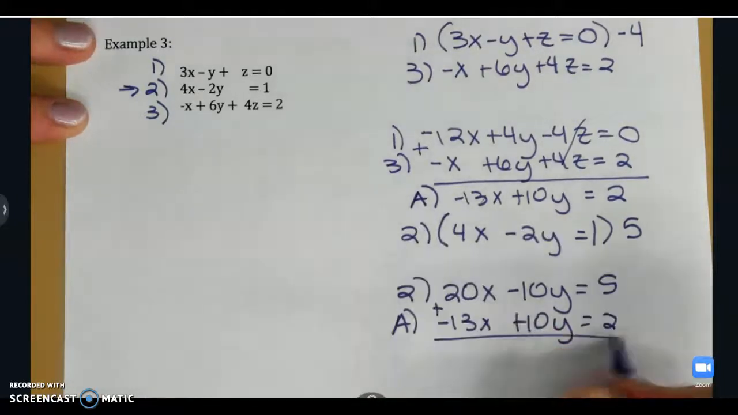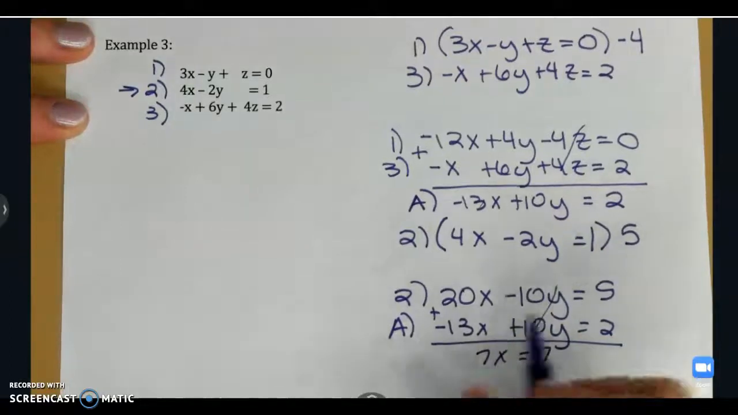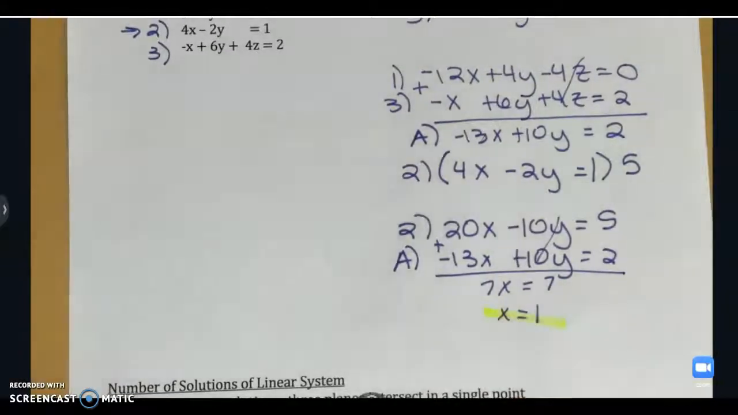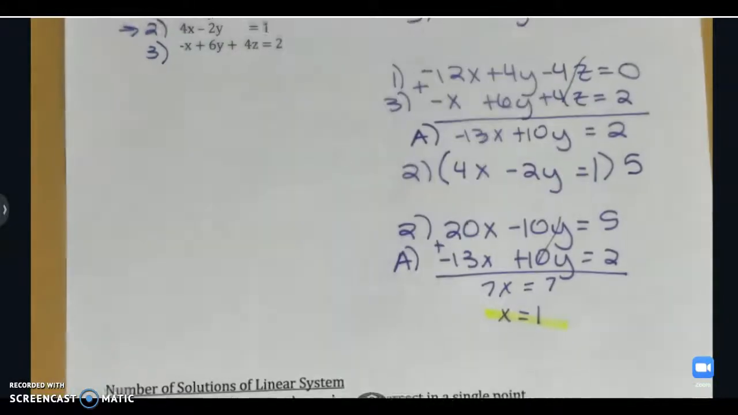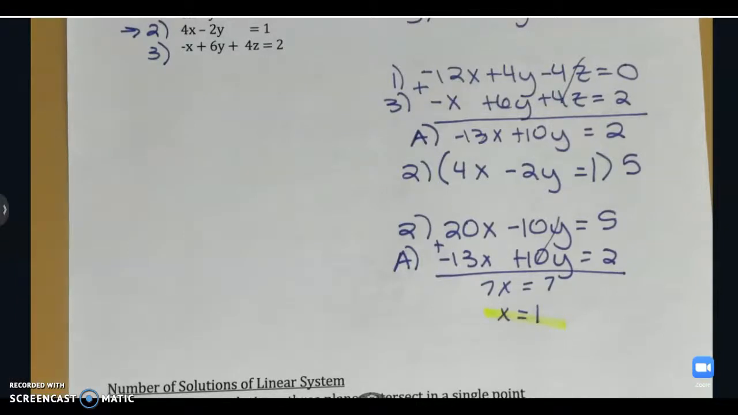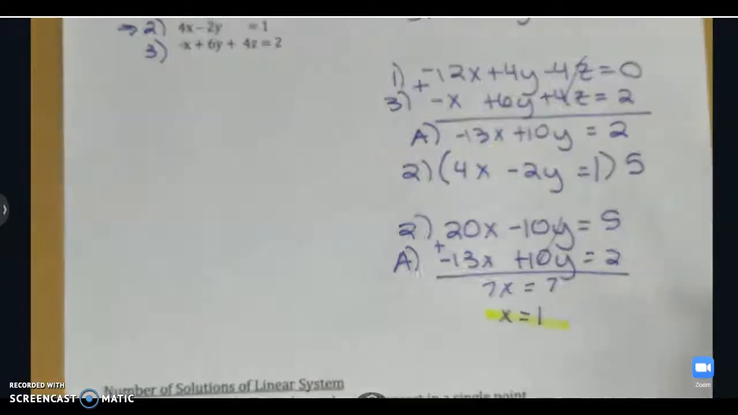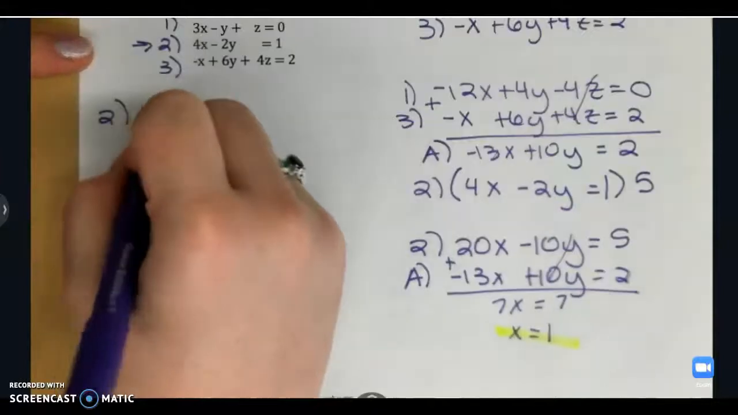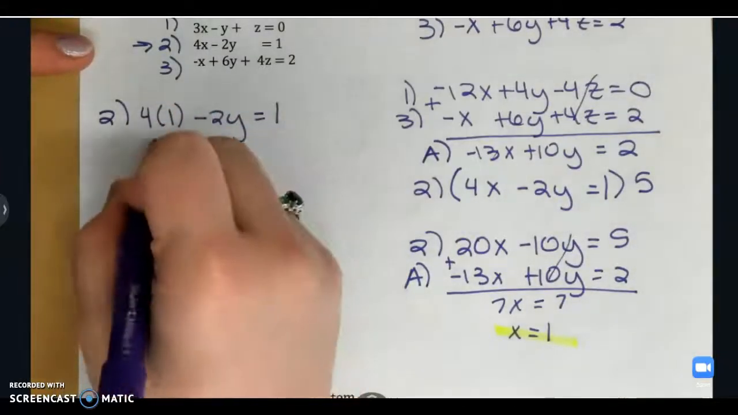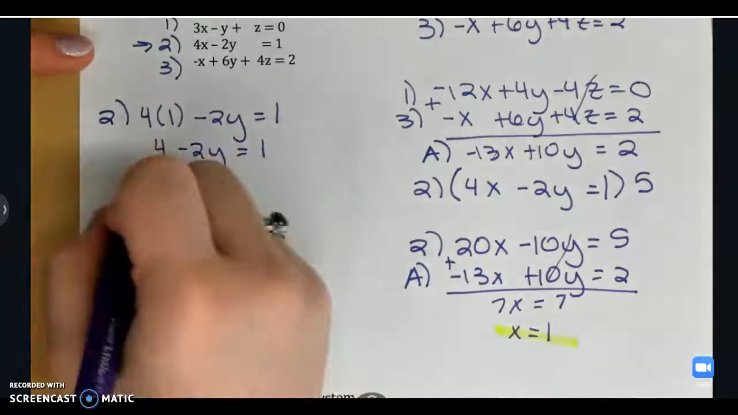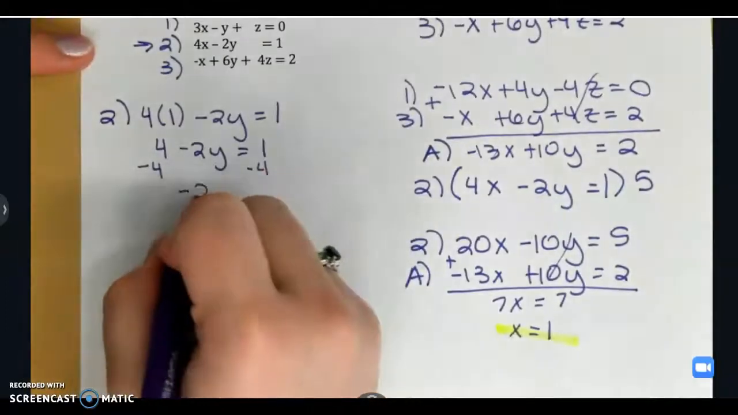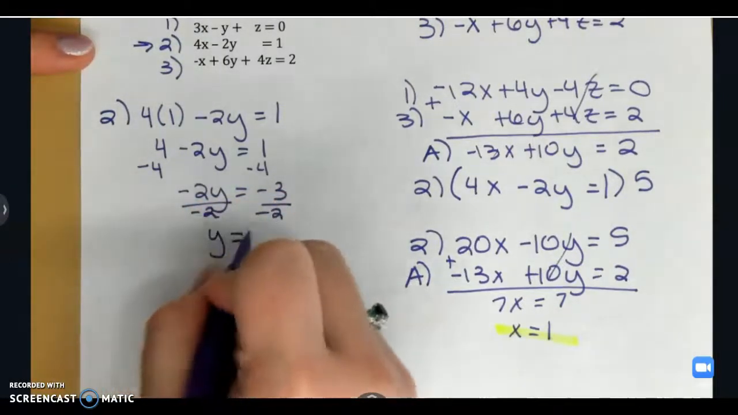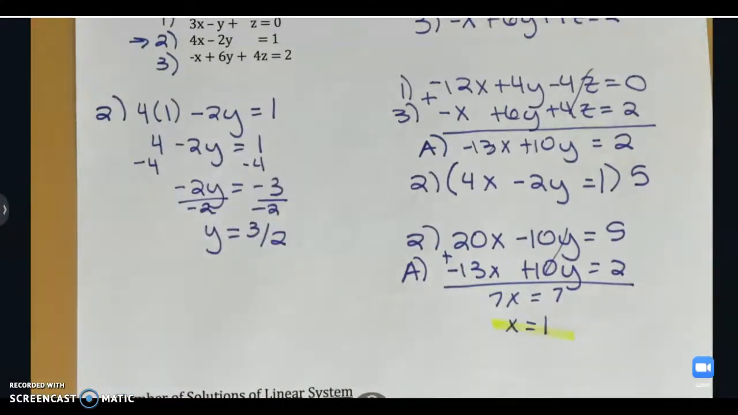And I'm going to combine everything on the left and everything on the right. And I find x is 1. Here's my first variable. X is 1. Now, I want to plug that back into an equation where I'm only going to have one unknown. So I could plug it back into equation A or equation 2. I'm just going to choose to use equation 2. Either one is fine though. So 4 times x minus 2y equals 1. And I get that negative 2y equals negative 3. So y is 3 over 2. There's my y value.